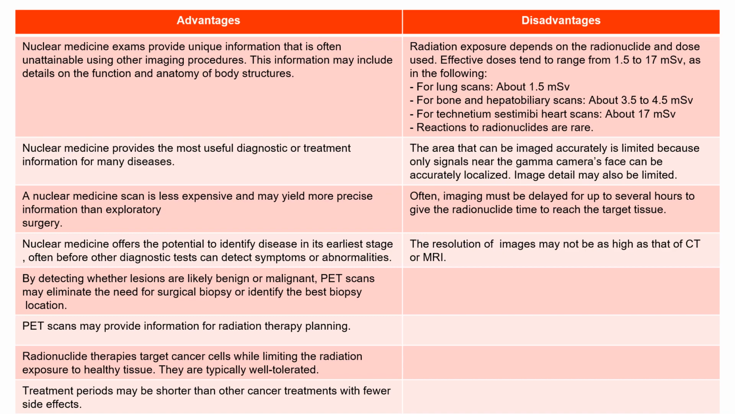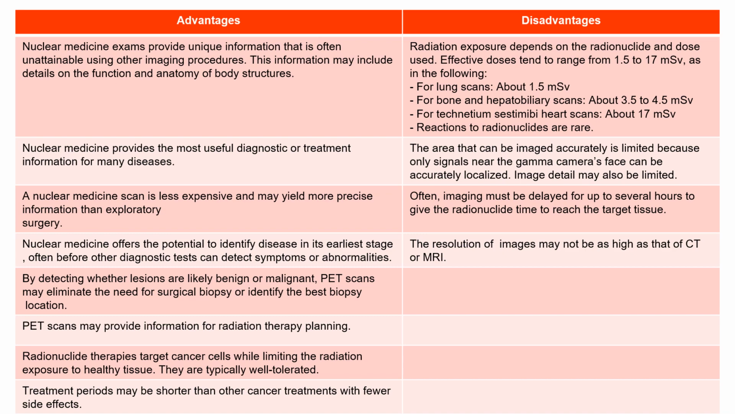The disadvantages of radionuclide imaging in nuclear medicine. Radiation exposure depends on the radionuclide and dose used. Effective doses tend to range from 1.5 to 70 millisievert. For example, a lung scan is about 1.5 millisievert, bone and hepatobiliary scans about 3.5 to 4.5 millisievert, and technetium sestamibi heart scans about 17 millisievert. Reactions to radionuclides are very rare.